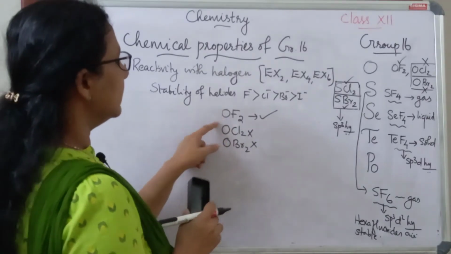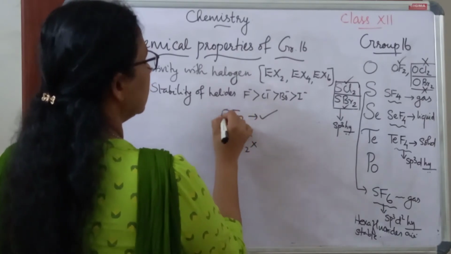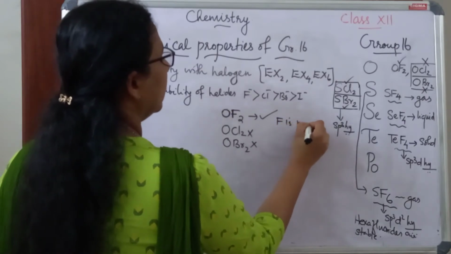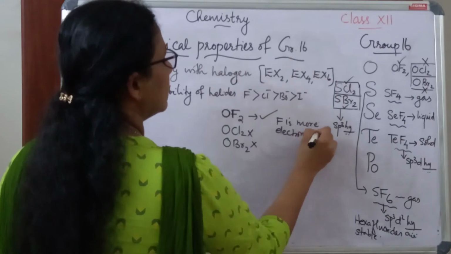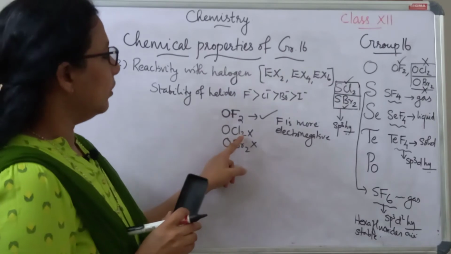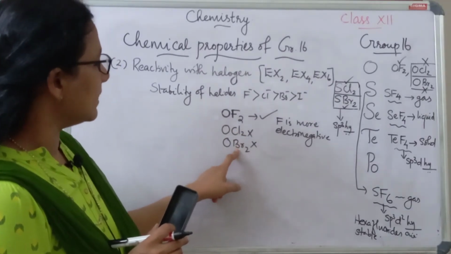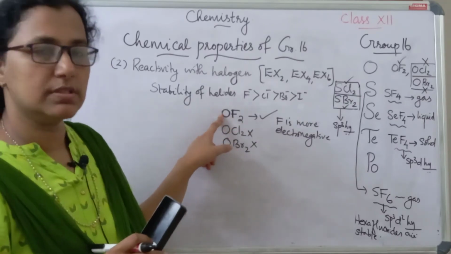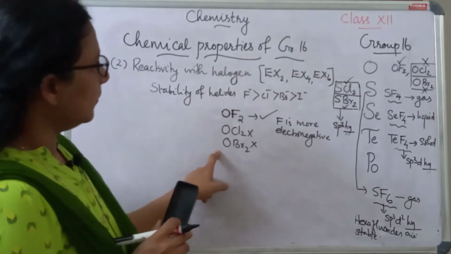So we have already seen the reasons, that is oxygen and fluorine. If you are considering oxygen and fluorine, fluorine is more electronegative. So that is why it forms difluorides. It will not form dichlorides or dibromides, since chlorine and bromine are less electronegative than oxygen, but fluorine is more electronegative than oxygen, so it can form OF2. So that is the first point.